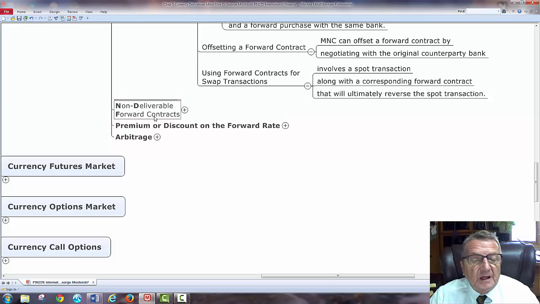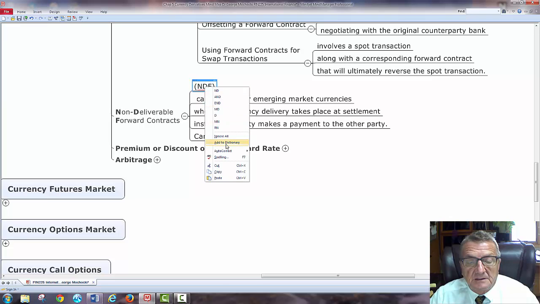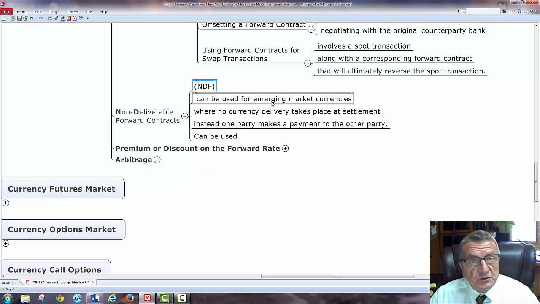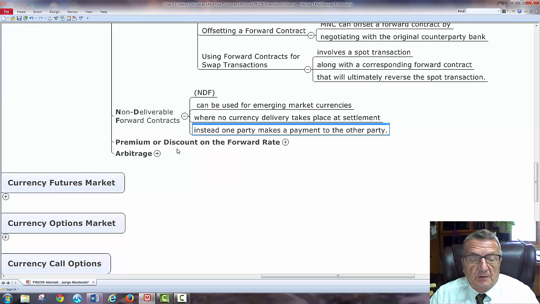Okay? Now, non-deliverable forward contracts, or what they call NDFs, can be used for emerging markets, currencies, new developing countries, where no currency delivery takes place at settlement. Instead, one party makes a payment to another party. Okay, get rid of that. I was clear, right? All right.